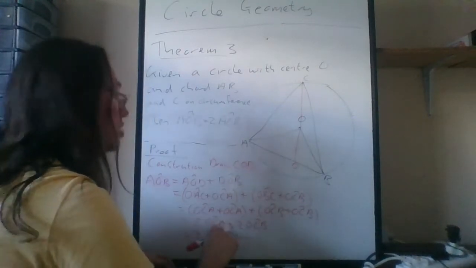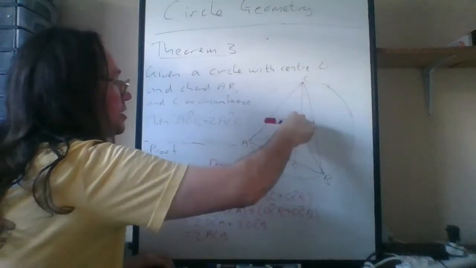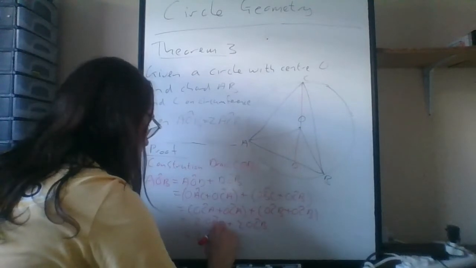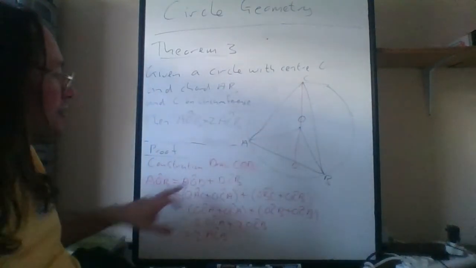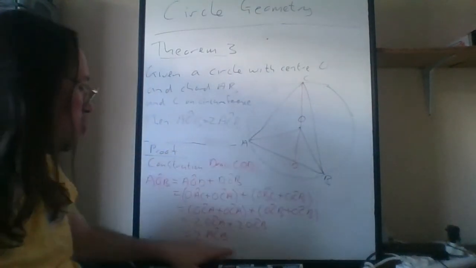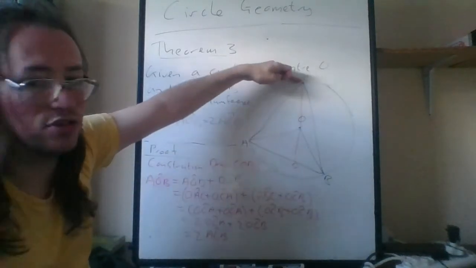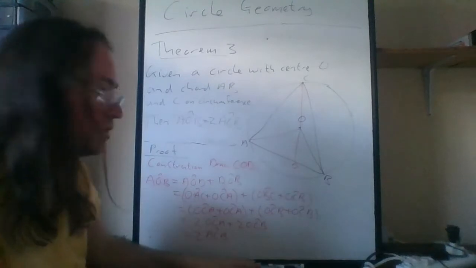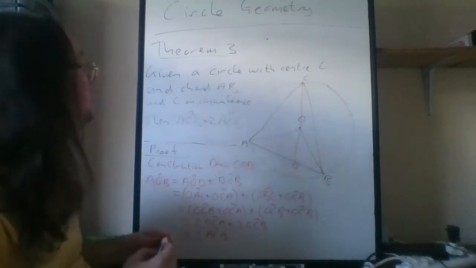So OCA and OCB just sums to ACB. So this is twice angle ACB. And now we have that the angle at the center of the circle is equal to twice the angle at the circumference of the circle. Okay. This is the third theorem.